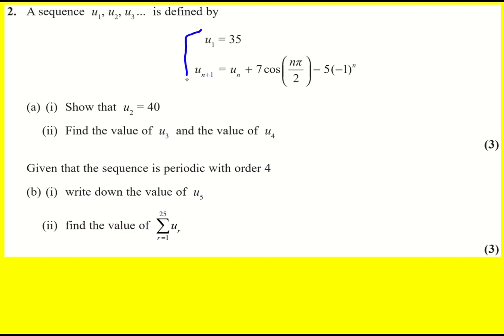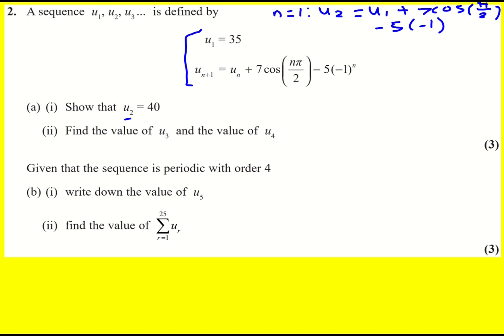Given a recurrence relation, a starting term, and then a way to get from one term to the next, we can just let n be different values. In fact, the first thing we want to do is let n equal 1, because then the left-hand side becomes u2. That's the one that we want to calculate. It's equal to u1, so our current term, plus 7 cos pi over 2, because n is just 1 here, minus 5 to the power of minus 1 to the 1, which is just minus 1.